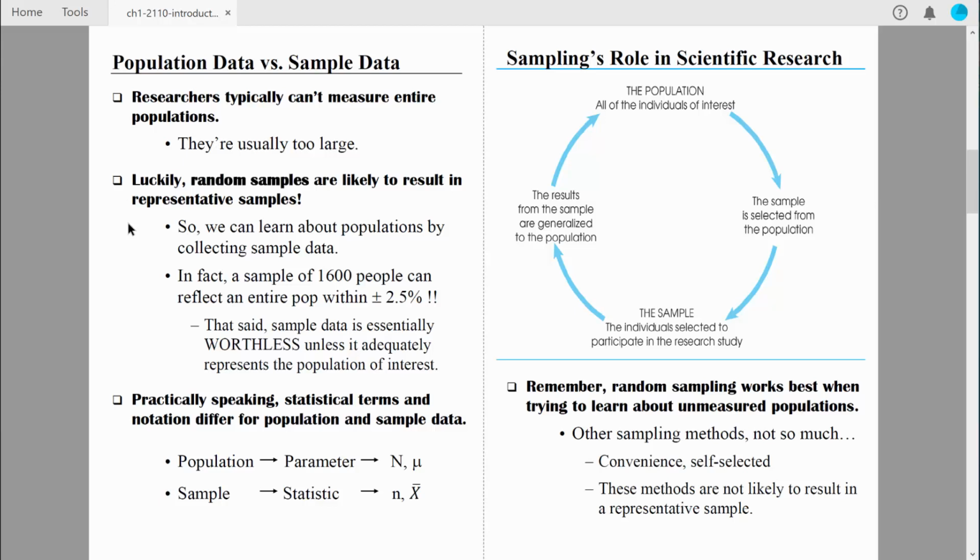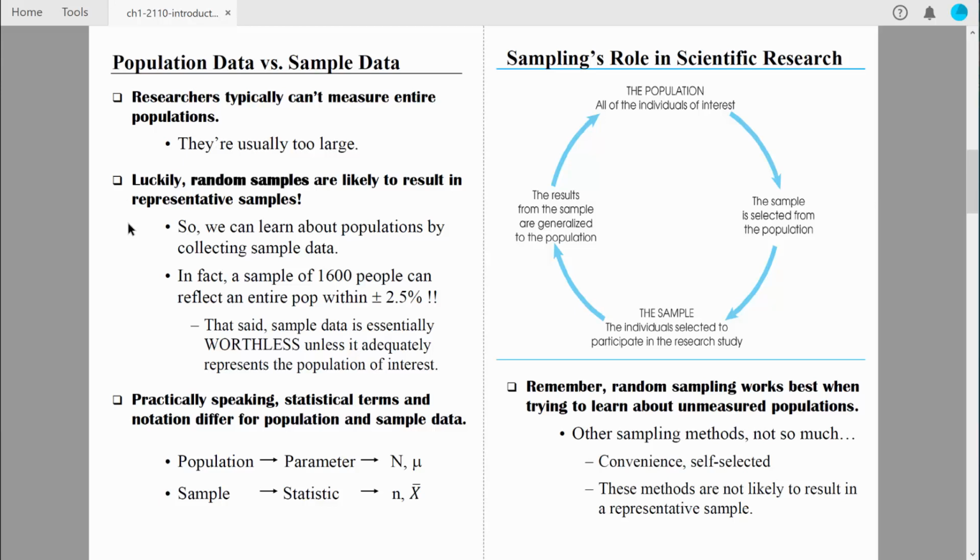It's not like a sample that's randomly chosen is going to be exactly like a population. There are going to be at least some differences. Those differences are natural. But when we use random sampling and we have a sample size that's relatively large, like for example 1,600 people, then our sample will mimic the population with great precision.